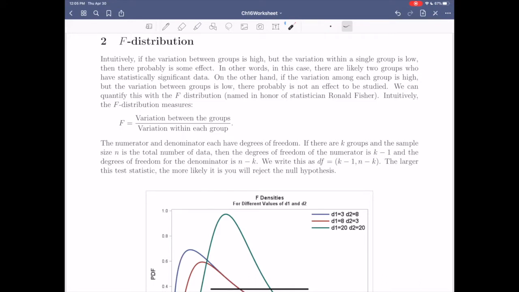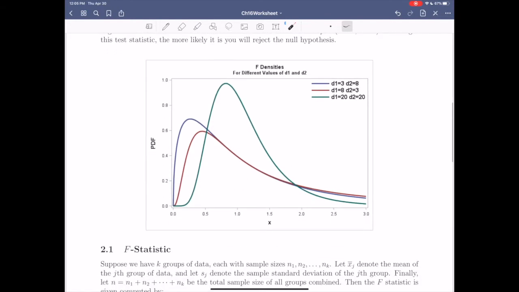So the F distribution is going to have 2 degrees of freedom, the degrees of freedom for the numerator, the degrees of freedom for the denominator. And the larger the value is, the more likely we're going to reject the null hypothesis. In other words, if we have a very large test statistic, then it's going to be very likely that we say that there's some effect based on which group you're in. Okay, so that's how the F distribution works.